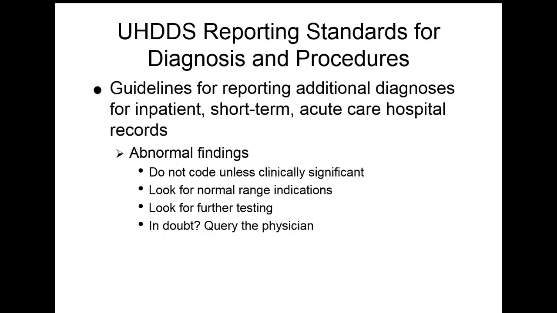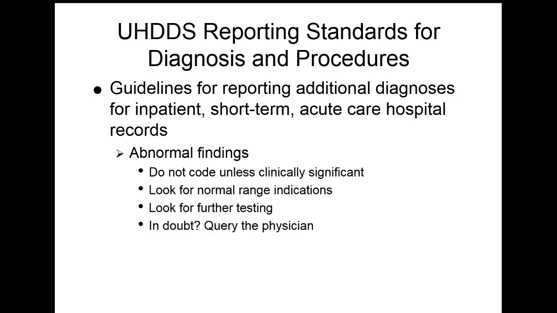Let's say that you're looking at lab work and it shows that the patient's hematocrit is very low. Well, a low hematocrit is usually an indication of anemia. So we would want to look in the medical record to see if the physician has documented anemia anywhere. And the guidelines tell us that we cannot code abnormal findings unless they are clinically significant. And what does clinically significant mean? It means the physician has addressed it.